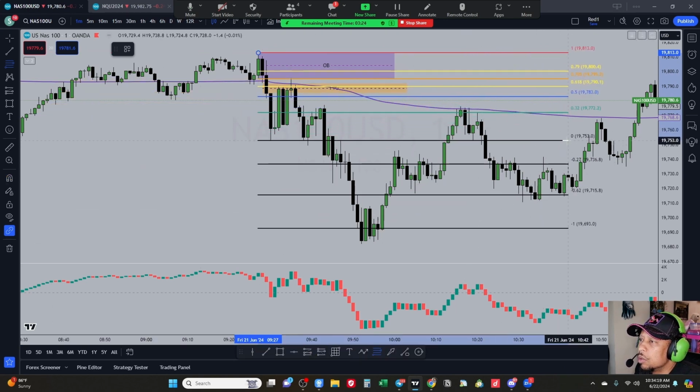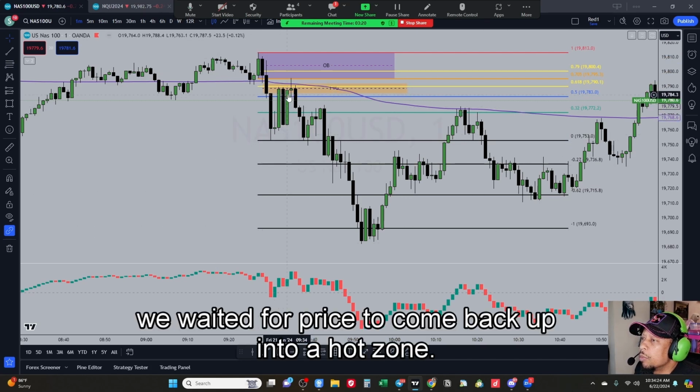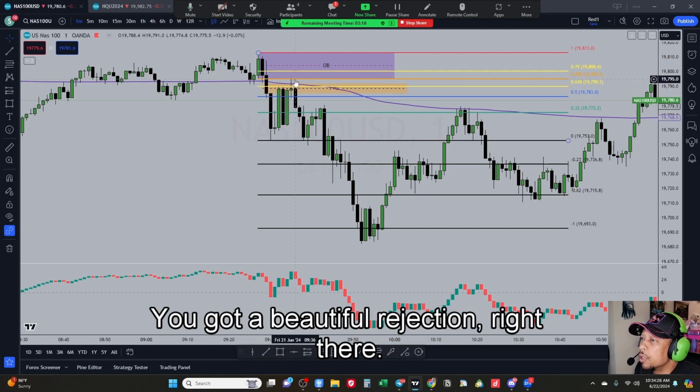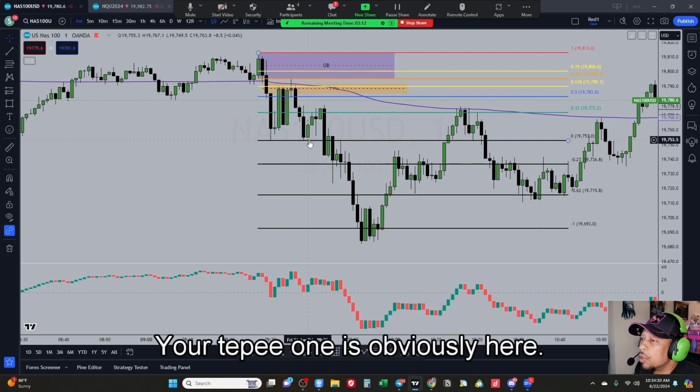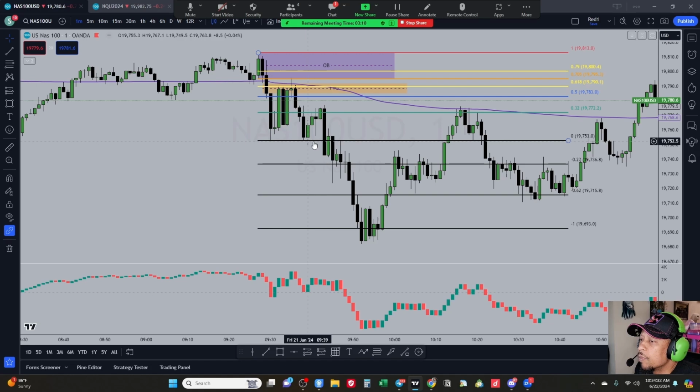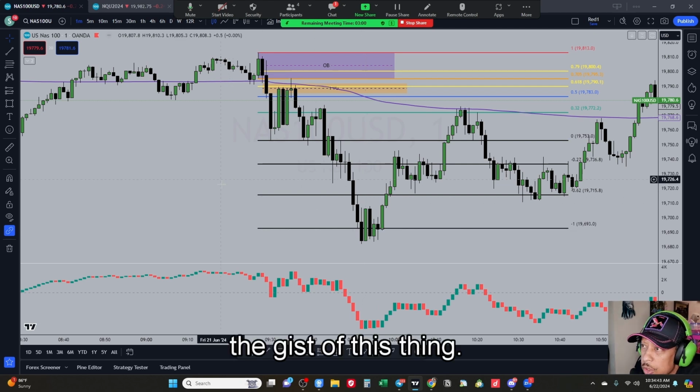All right. So high to low. We're waiting for price to come back up into our hot zone. You got a beautiful rejection right there. Your TP1 is obviously here. Then you got a TP2, TP3, and TP4. This was a banger on Friday. All right. So that is the gist of this thing.